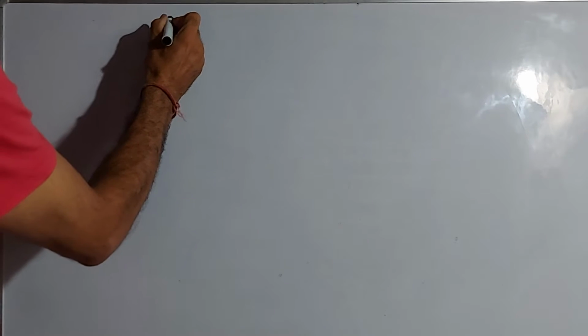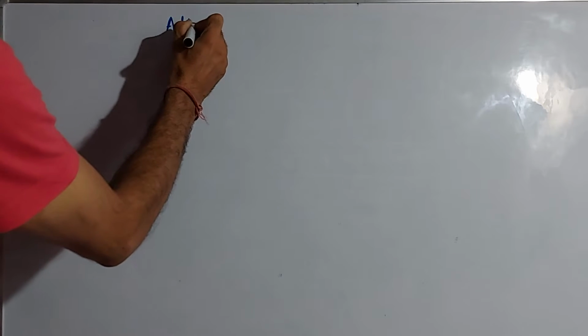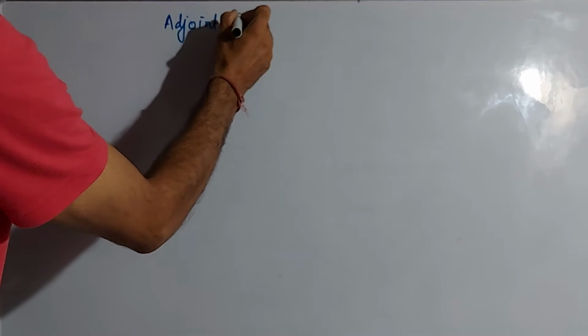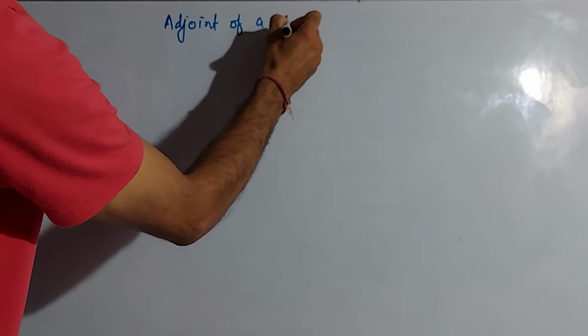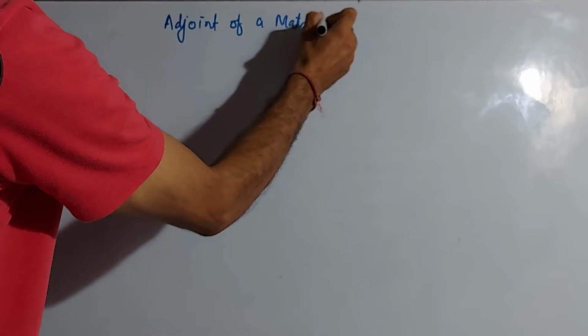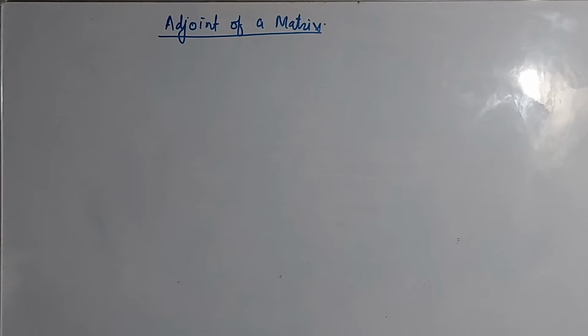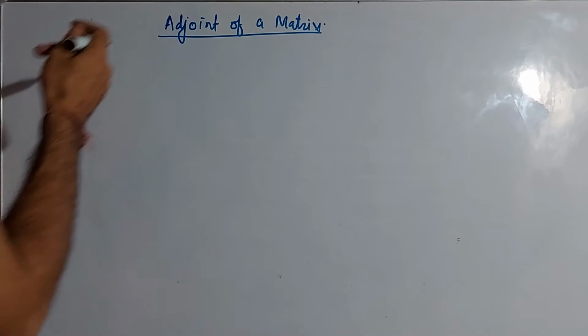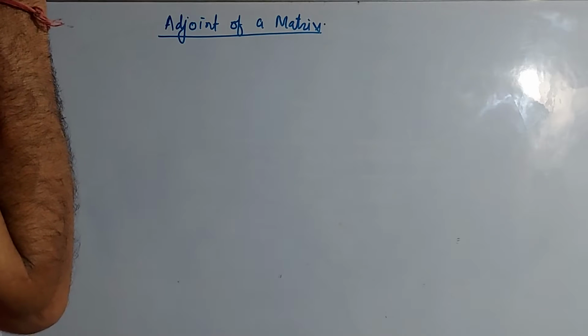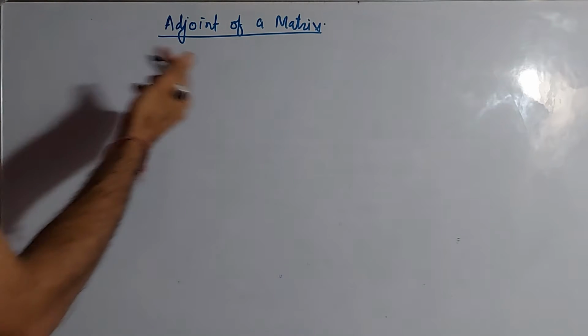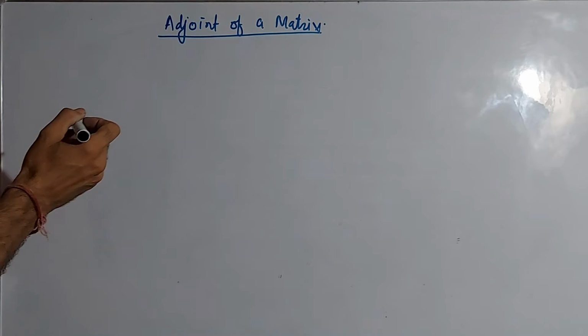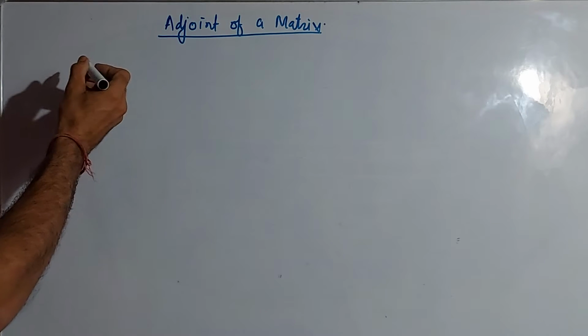Here we will study another topic, adjoint of a matrix. What is adjoint of a matrix? Adjoint of a matrix is very important, which is used to find out the inverse of a matrix. So first of all, we will define this adjoint.